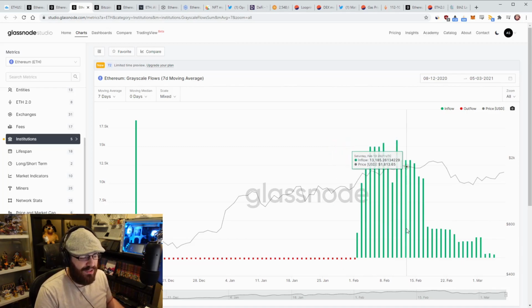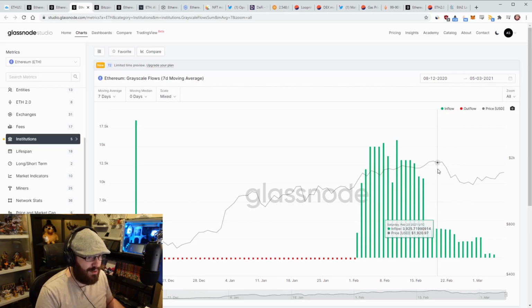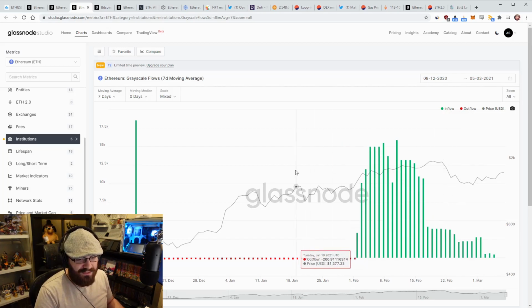They had a ton of inflows coming into the fund, but then the inflows tapered off just about when the price came down, because you can see the price in the gray. It tapered off maybe 4 days before the price really went down, right? Was that a leading indicator? Maybe. I don't think there's enough data here to tell.